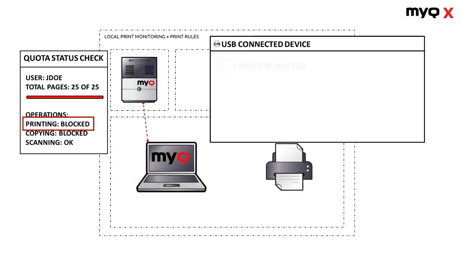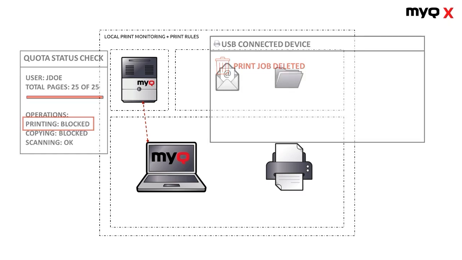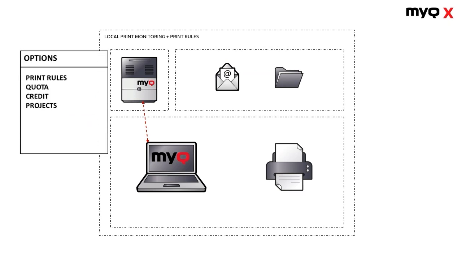What the application will do, it will simply delete the job. So that way, even on the USB connected device, it will not reach the machine and will not be printed. So even on these small, cheap units, we can enforce our print rules. And that not only applies to quotas, but it could be any other print rules. It could be a quota, credit, or project.